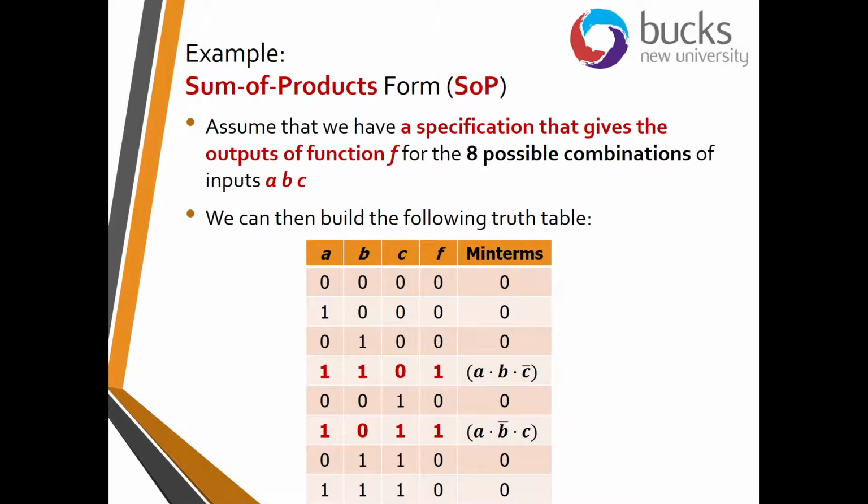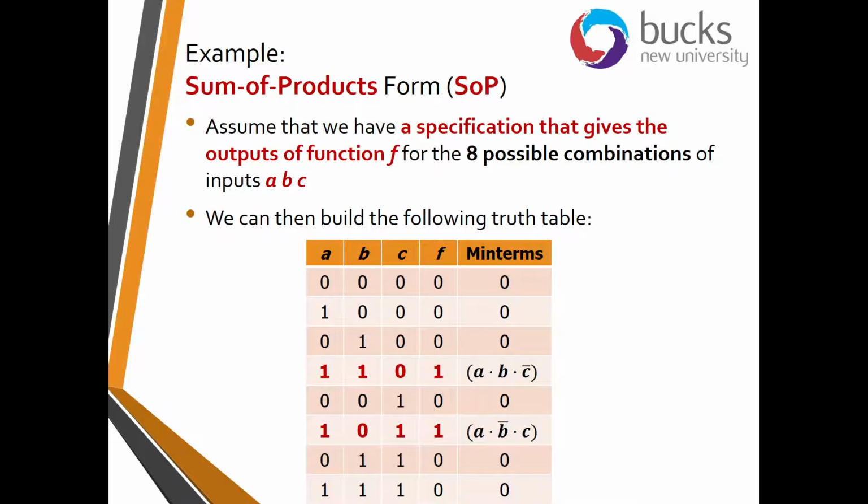So here's an example. So we have sum of products form, SOP. We assume we have a specification that gives the outputs of function f for the 8 possible combinations of inputs A, B, and C. So we have 3 inputs, A, B, and C, and we have specified certain outputs of f that we want to be 1.